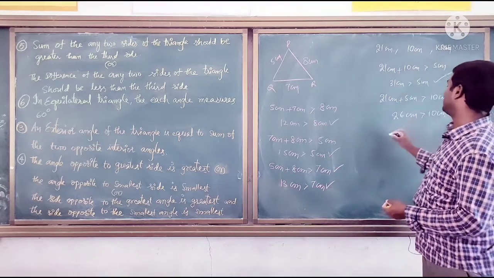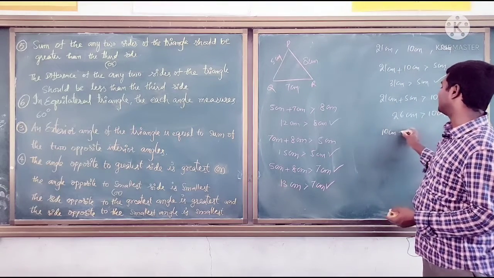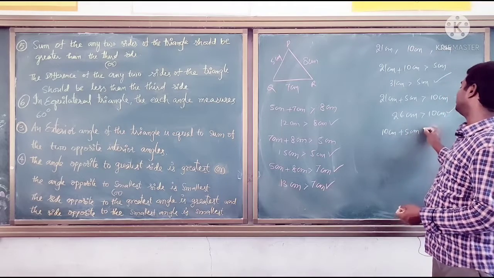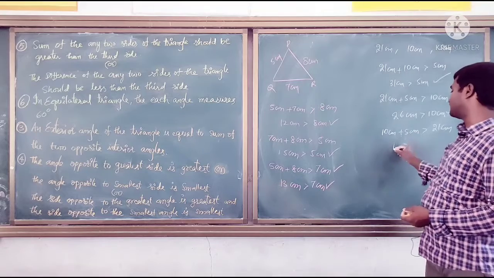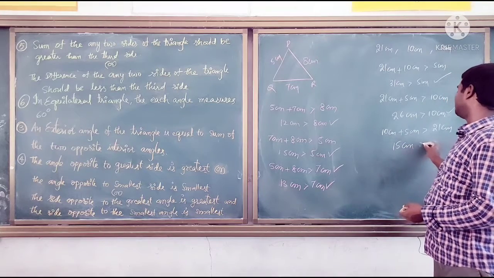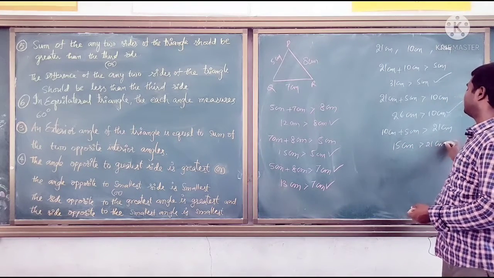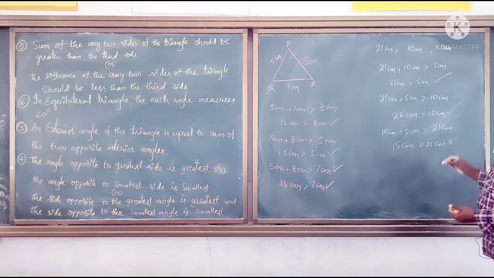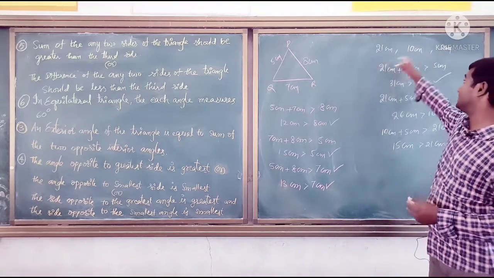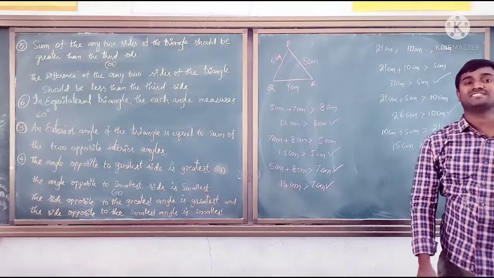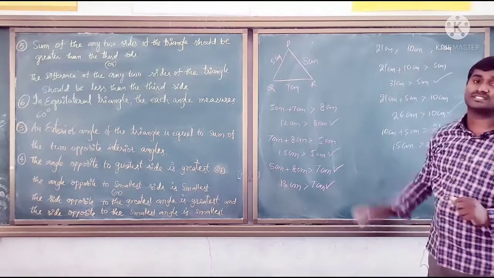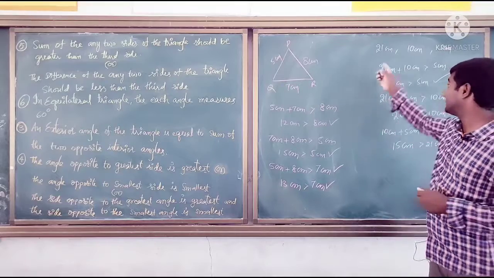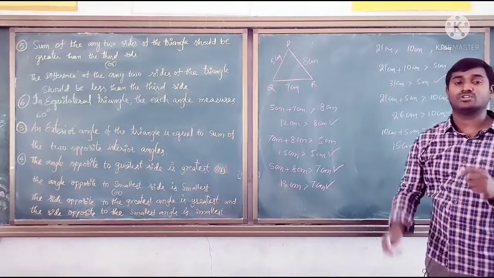Yes, this condition is also satisfied. Next, 10 centimeter plus 5 centimeter is greater than 21 centimeter or not. So 10 plus 5, 15 centimeter. Is 15 centimeter greater than 21 centimeter? No, it is false. So this case is not satisfying. Then the given measurements cannot be the measures of a triangle. If you construct using these measurements, they won't form a triangle.